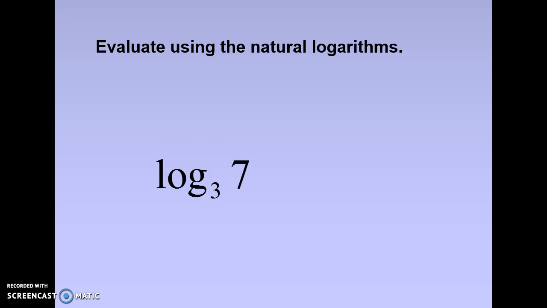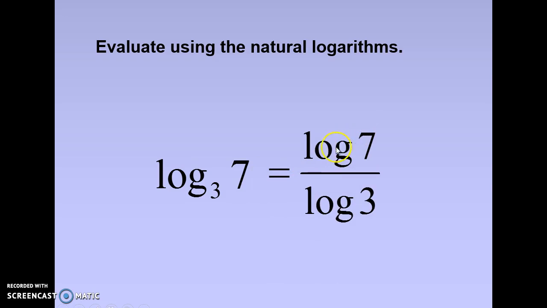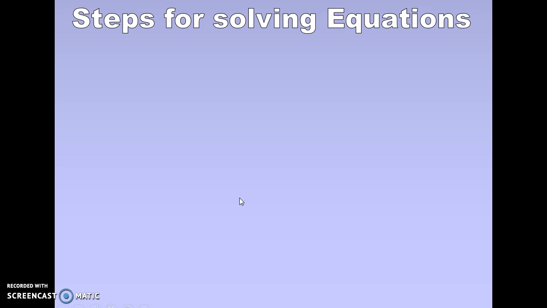Now, let's look at this in a realistic form. Let's evaluate this logarithm using our change of base formula. Log base 3 of 7. Now, using our change of base formula, as we evaluate this, it'll be log 7 divided by log 3. So, log base 3 of 7 equals log 7 over log 3. Always remember that your base here will fall into your denominator while your product goes into the numerator.